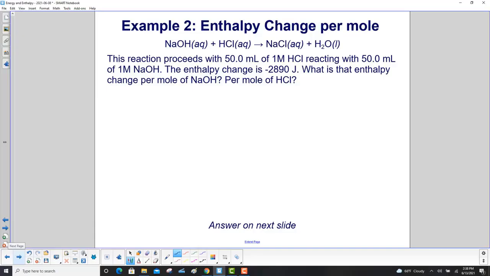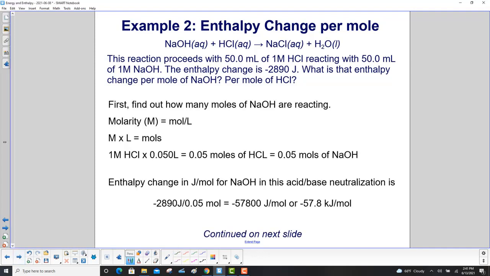This reaction proceeds with 50 milliliters of 1 molar hydrochloric acid reacting with 50 milliliters of 1 molar sodium hydroxide. The enthalpy change is minus 2,890 joules. What is that enthalpy change per mole of sodium hydroxide and per mole of hydrochloric acid?